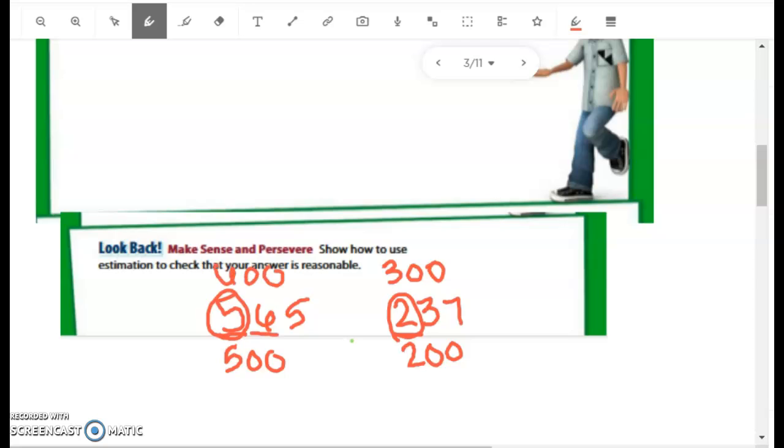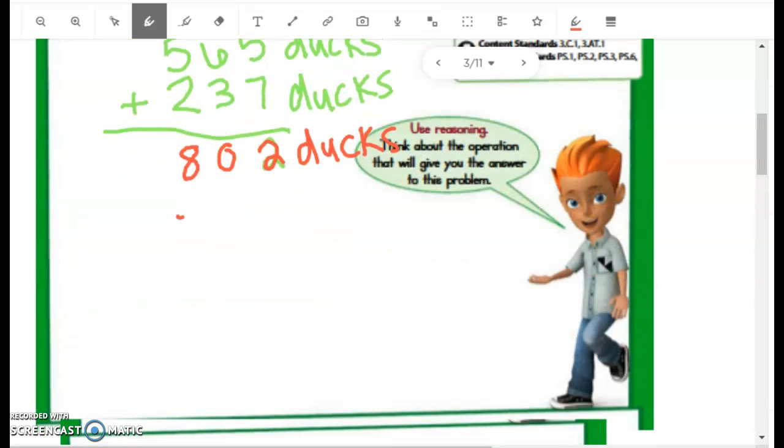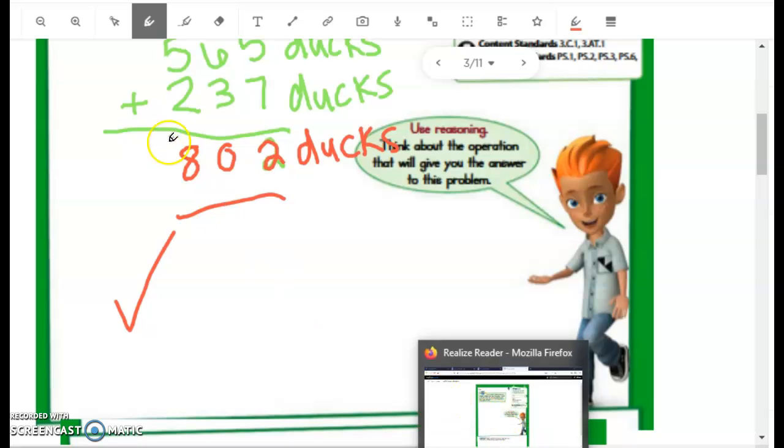So I found the place, look next door, that's a 6, that's 5 and above, give it a shove, so that changes to 600. Find my place, look next door, that's a 3, that's 4 and below, so I'm going to let it go and it's going to stay 200. 600 plus 200 equals 800. So let's see if my answer was close to 800. It was 802. So I checked my work. Once you are finished with this problem solving, you may move on to the next activity.